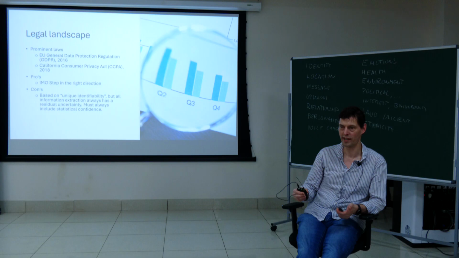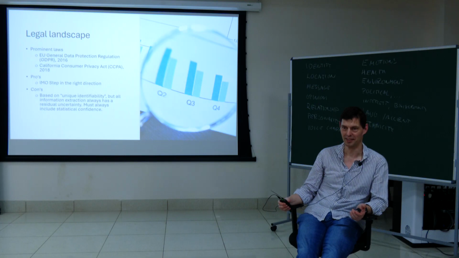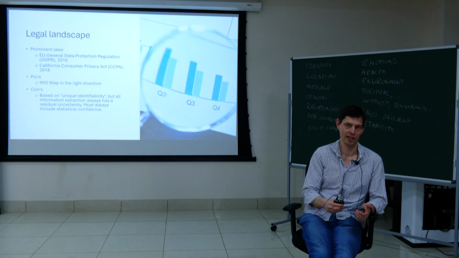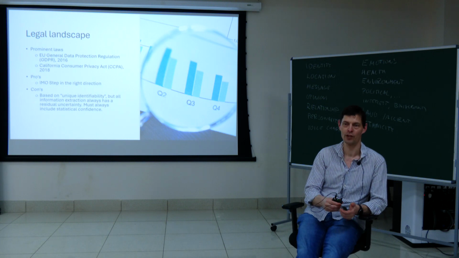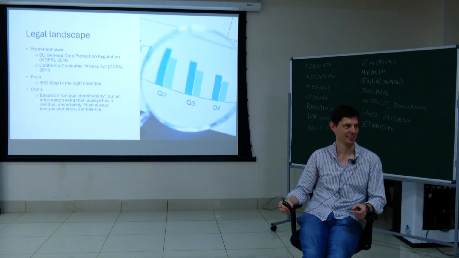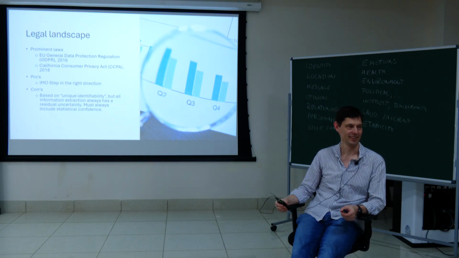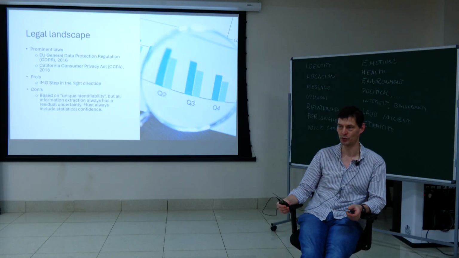Are we always in danger of unique identifiability, so that nothing is possible? Or do we always have a possibility of confusion, so that we can do whatever? Anything would be possible. I haven't gotten a straight answer from any lawyer to this.